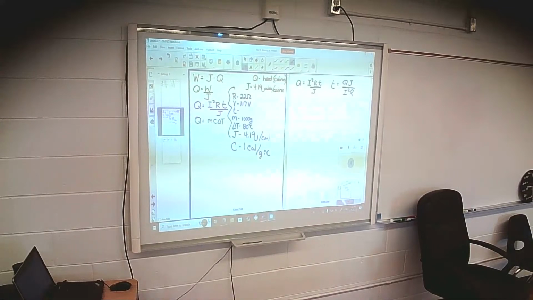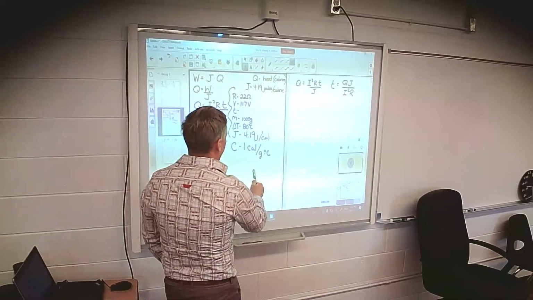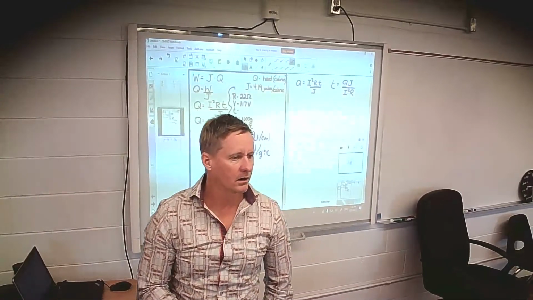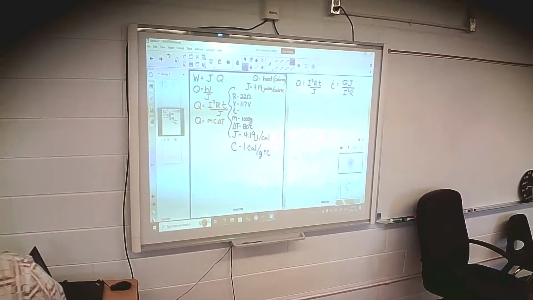I need to apply 1 calorie of heat to raise the temperature of 1 gram of water 1 degree Celsius. That's what that specific heat constant means. I need 1 calorie of heat to raise the temperature of 1 gram of water 1 degree Celsius. Okay?